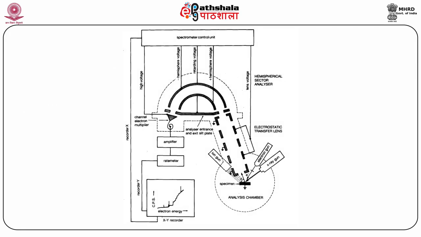A flow chart of this spectrometer has various units as indicated in the slide. The spectrometer control unit is the major one. Then we have the voltage passing side, where high voltage is passed, and then through a series of intermediate voltages, the other side of it indicates low voltage, or as we call it, the hemispherical sector analyzer. Similarly, we have the channel electron multiplier, electrostatic transfer lens, then analyzer entrance and exit slit plate, amplifier, then reflectometer, and finally we come down to the graph, which is plotted on an XY recorder. This is how it looks, as shown in this slide.